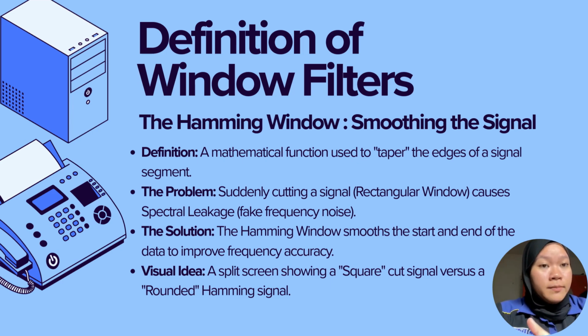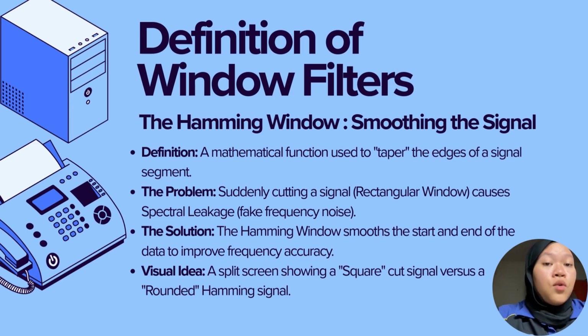Today I want to explain the definition of window filter. There are two types of window filter. Number one is Hamming window and number two is Kaiser window. Okay, the first one is Hamming window. To begin with a definition, a Hamming window can be considered as a mathematical function through which the tapering of the edges of a particular signal segment is accomplished.